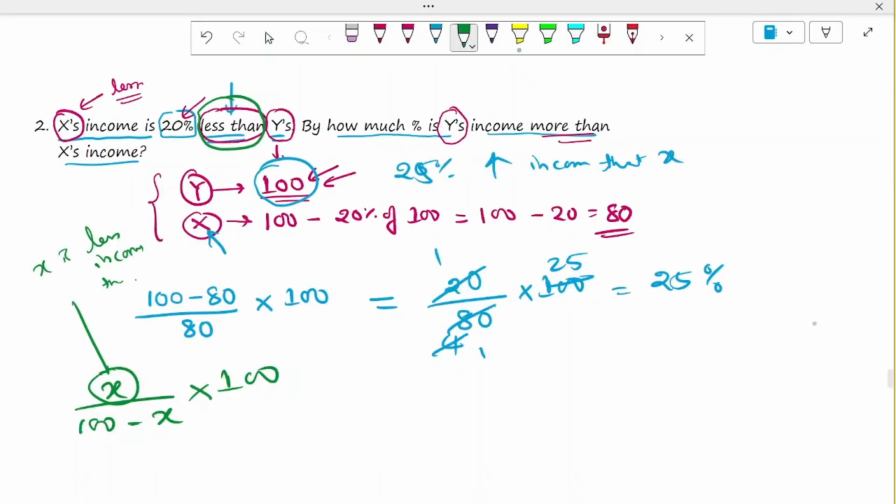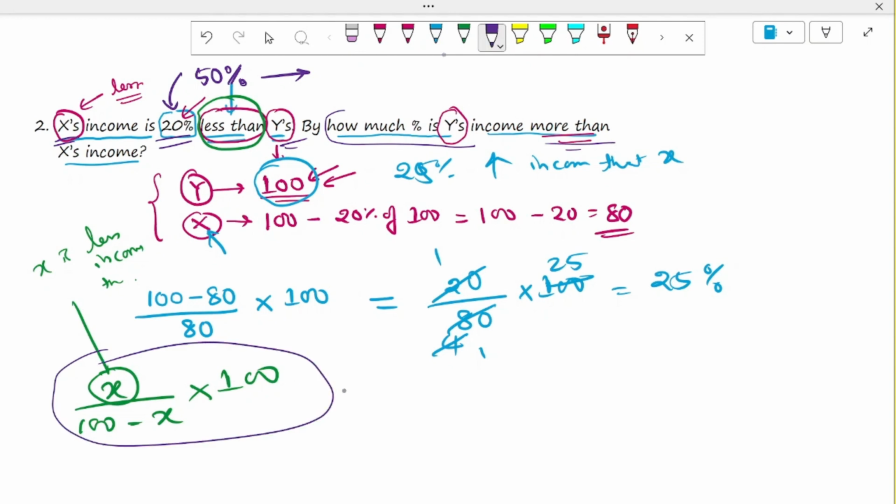Fine. Now just make a change in this and try to solve this question. In this 20%, what I will do is I'll just write 50%. Now you try to find the answer for this question. We have got X's income 50% less than Y's income. By how much percentage is Y's income more than X? You can directly use this equation and try to find the answer.